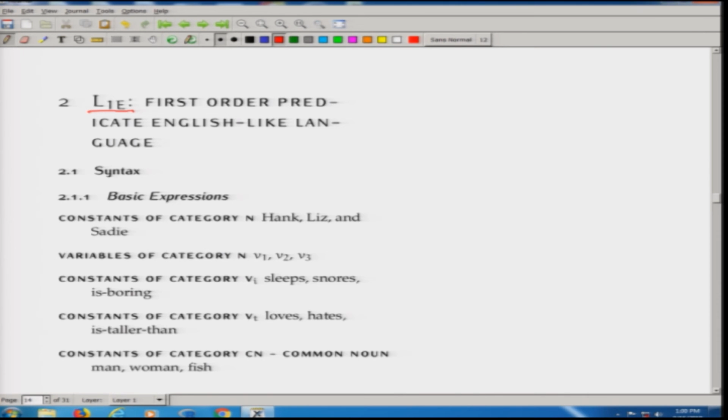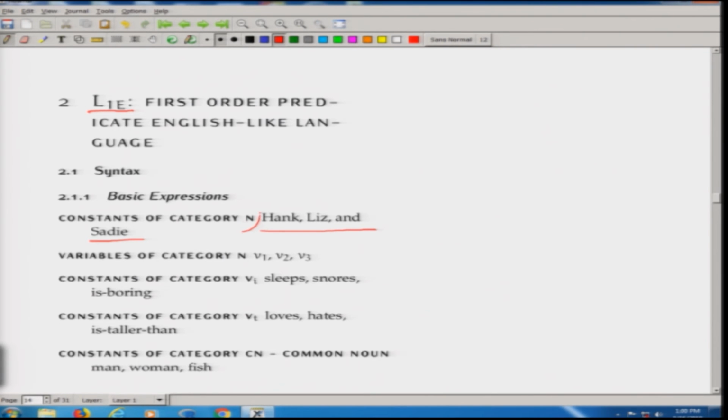L1E is once again a first order predicate English-like language. Why English-like? Because here you do not find A, B, C, X, Y, Z, you find real words like Hank, Liz, Sadie and all that, and sleeps and snows and loves and hates. So this is our vocabulary. It's a very small one. We have 3 names: Hank, Liz, and Sadie.